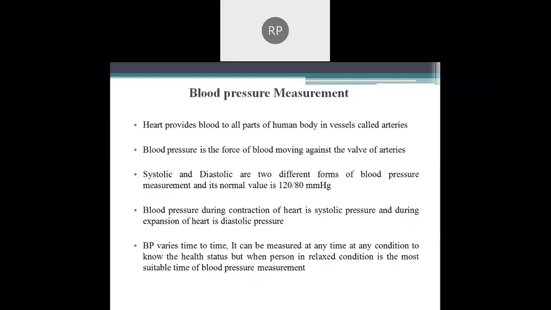The heart provides blood to all parts of the human body through vessels called arteries. Blood pressure is the force of blood moving against the walls of the arteries. Systolic and diastolic are the two forms of blood pressure measurement, and the normal value is 120/80 mmHg. Blood pressure during the contraction of the heart is the systolic pressure, and during the expansion of the heart is the diastolic pressure. BP varies from time to time.